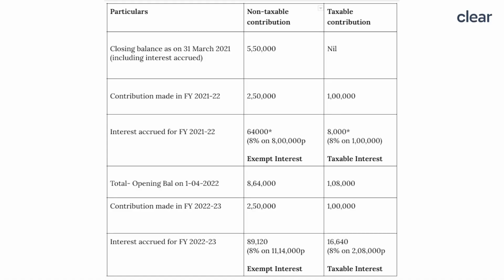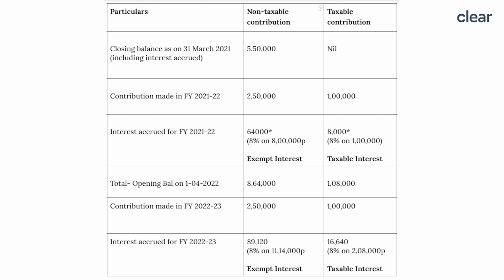Now let us understand this example using an illustration. For instance, Mr. Amit has a PF balance of rupees 5.5 lakh, which is inclusive of interest as on 31st of March 2021. He works with a private company and has contributed 3.5 lakh into his PF account in financial year 21-22. Assuming an interest rate of 8%, let's see how we will calculate the interest on both of these accounts. So first we will separate the contribution into taxable as well as non-taxable contribution. So rupees 2.5 lakh will get deposited in the non-taxable contribution and rupees 1 lakh in the taxable contribution account.